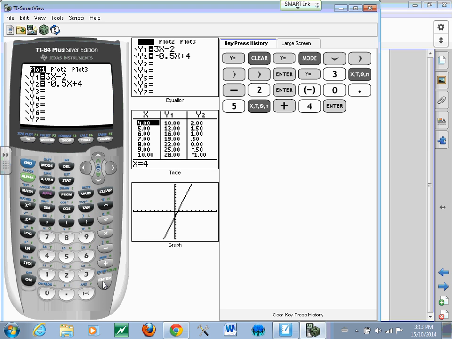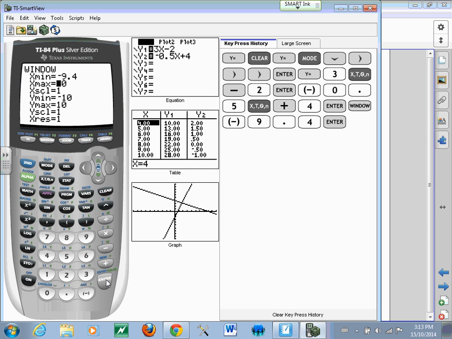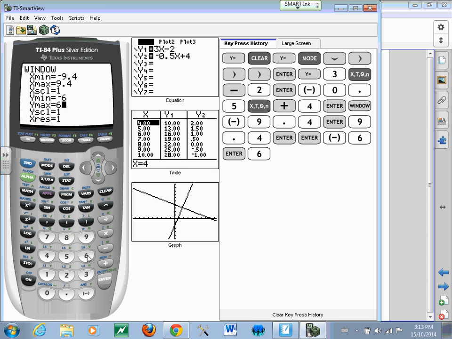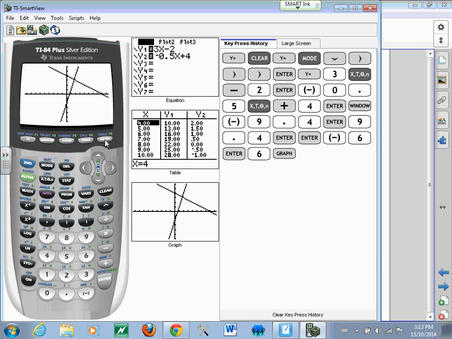And I need to figure out what window is going to best make me find the intersection point. So it says in the textbook to change your window to the following. Negative 9.4, enter, 9.4. Then we're going to leave scale at 1, and then it says -6 and 6, and then you press graph. Okay, so now, ladies and gentlemen, you're going to see your equation. It's going to look like that. You can clearly see the point of intersection.